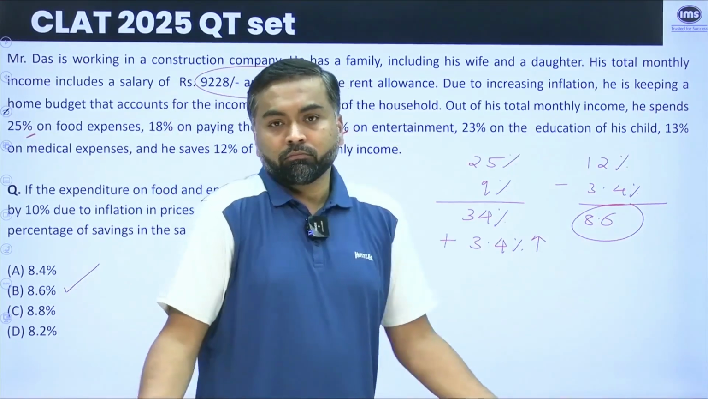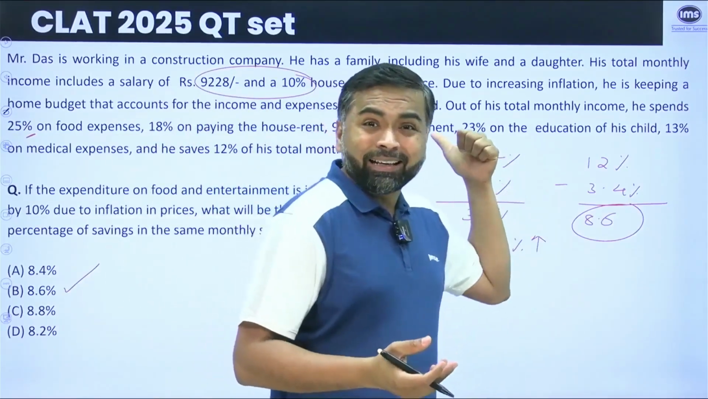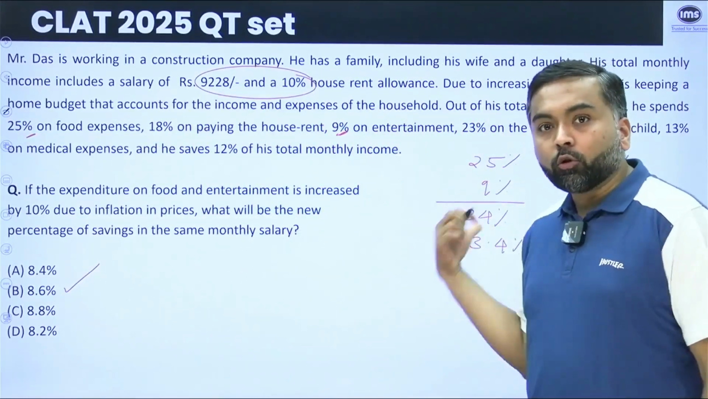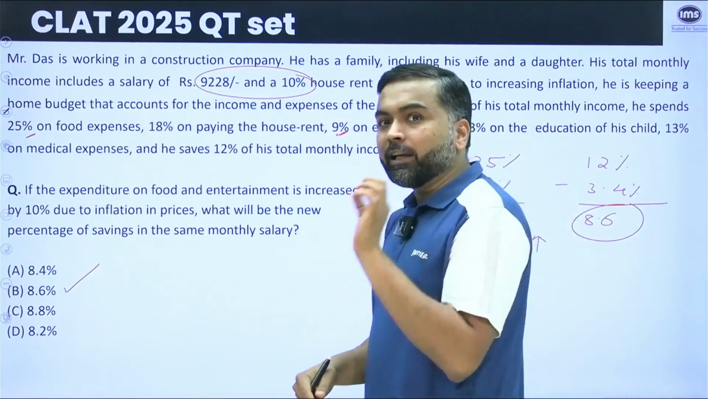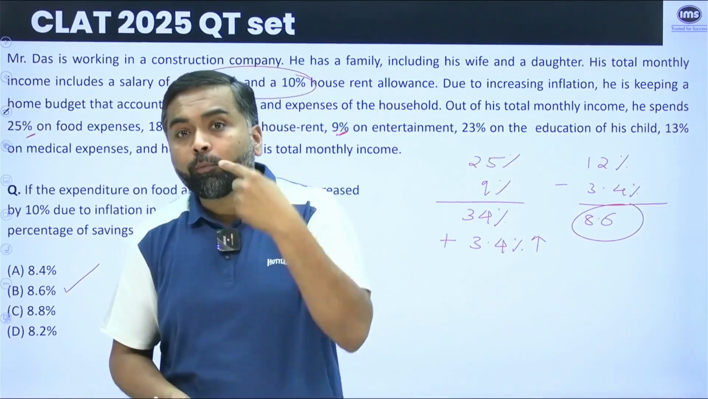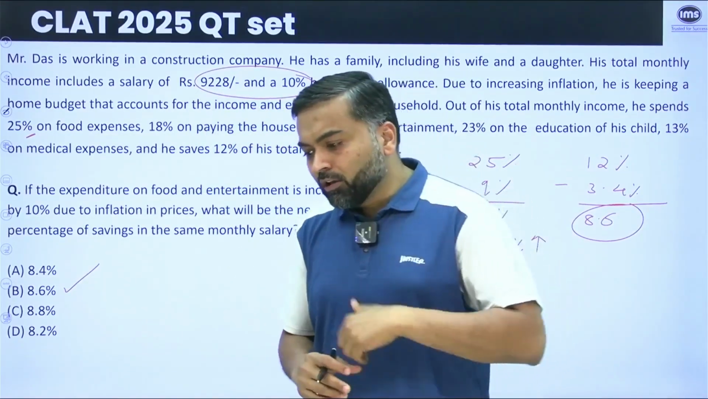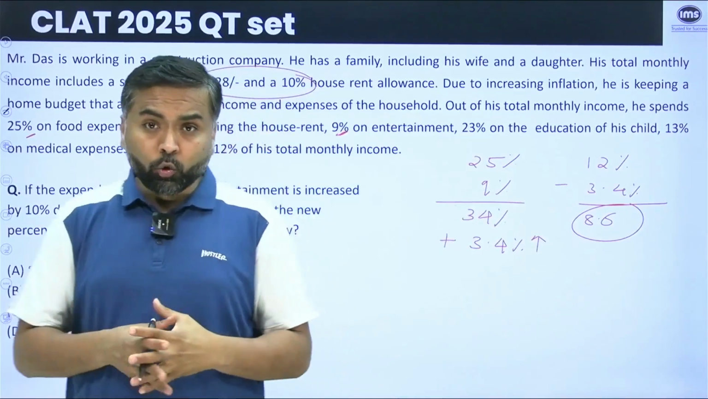8.6% is my answer, and that's done. You will not even take 1 minute to solve this question if you solve it like this. Otherwise, you will end up spending 2.5 to 3 minutes on this particular question. So this is how you are supposed to solve such questions, and every year I come across questions in QT.